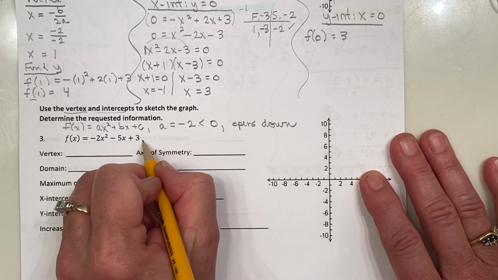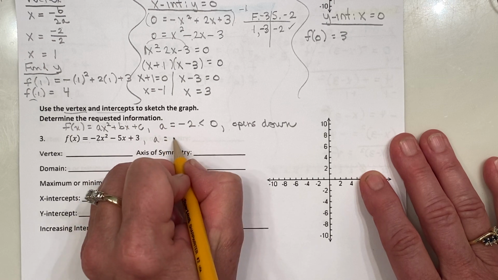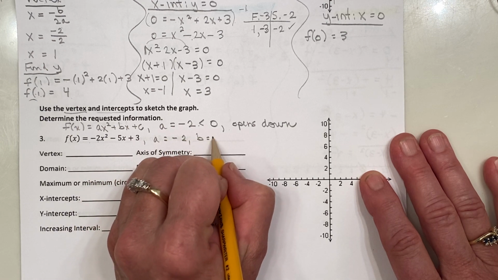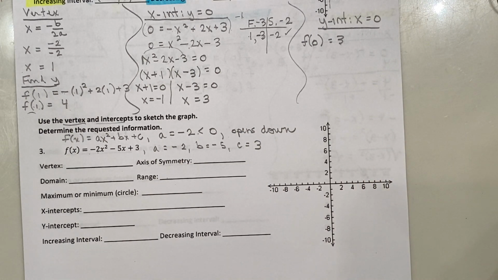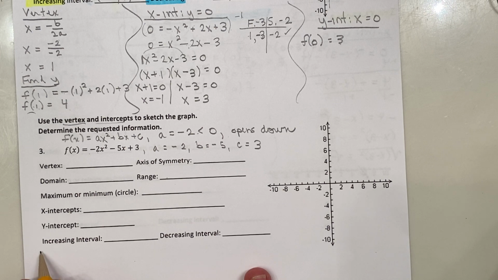I'm going to go ahead and identify the a, b, and c values. So a is -2, b is -5, and c is 3. So let's find the vertex. In general form, we use the formula -b over 2a. So I'll put that here.